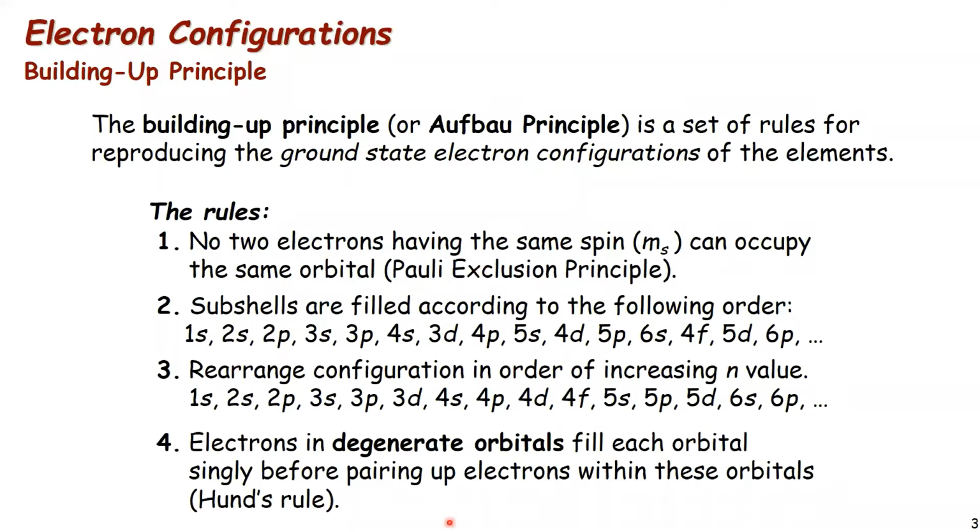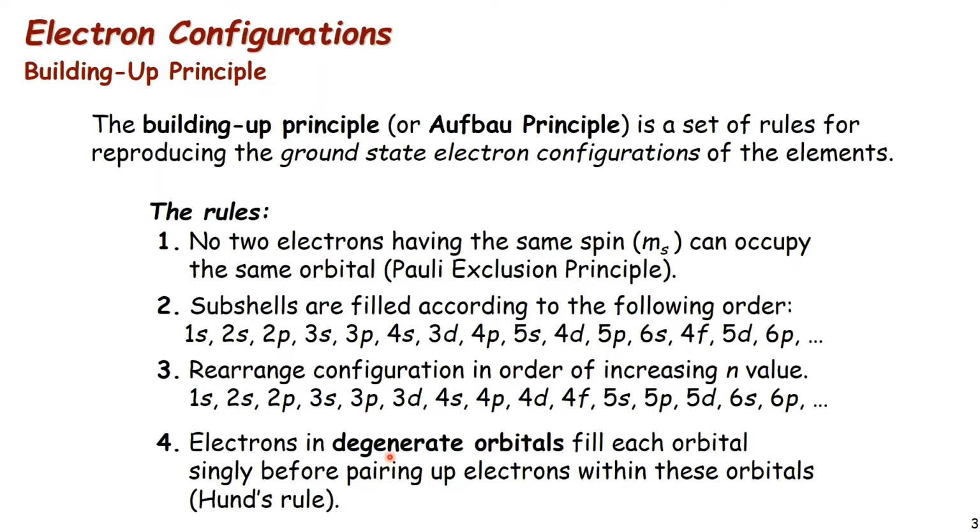And then finally, electrons in degenerate orbitals. So in other words, we have the p subshell. The p subshell has 3 orbitals. We would fill those 3 orbitals singly, so with the same spin. In other words, we'd put 1 electron in each orbital, all with the same spin, and then we will come back and start pairing them up. This is called Hund's rule.